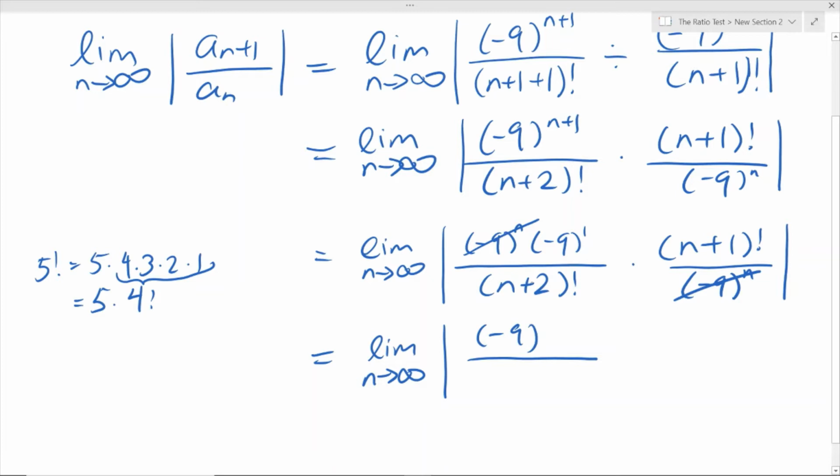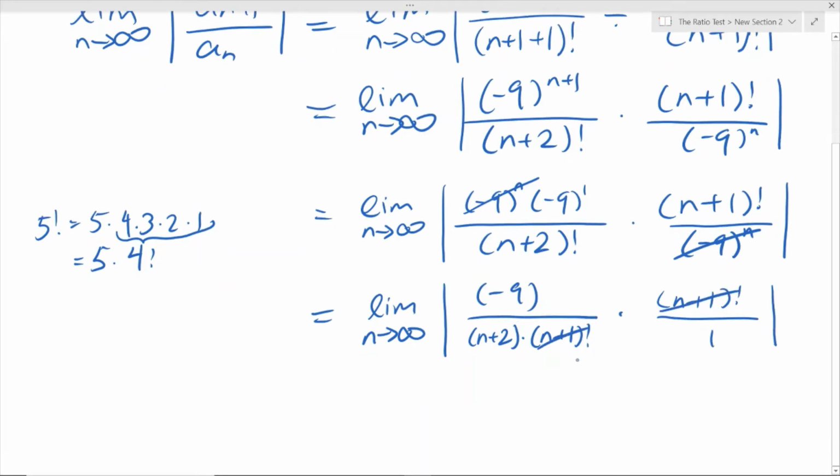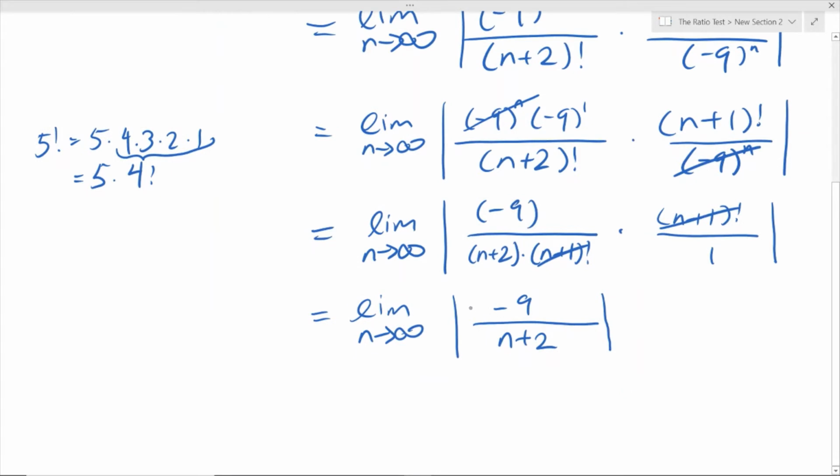So applying the same concept here to n plus 2 factorial, we can rewrite this as n plus 2 times n plus 1 factorial. And then we can basically cross it off with this one. This move is strategic, so we can eliminate these two. Then we're going to find that this is just -9, and this is n plus 2, it's just 1, so we don't have to write that.